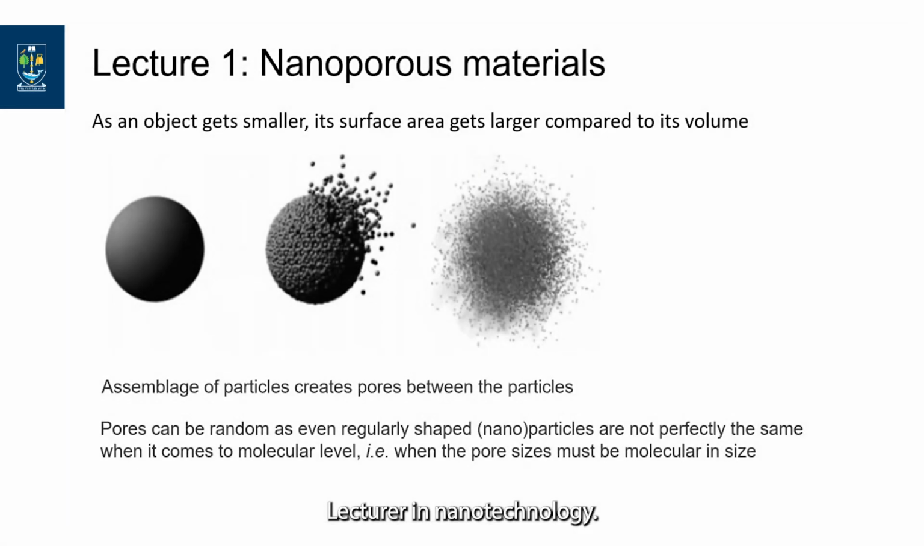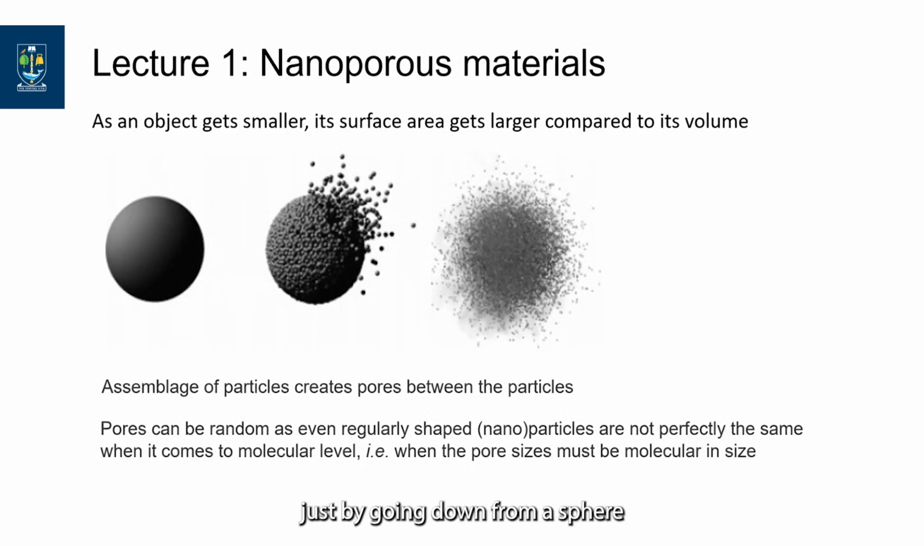Lecture 1. In nanotechnology, when objects get smaller, their surface area gets larger compared to their volume. A clear difference in surface area between bulk and nano-level materials can be illustrated by the following picture. When a large sphere is split into smaller spheres, the surface area increases dramatically. Dimensional reduction will become massive when we get down to nanometer range.